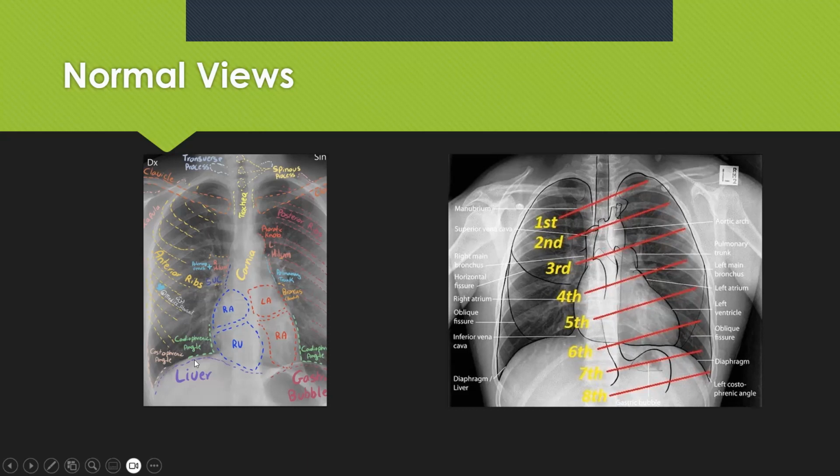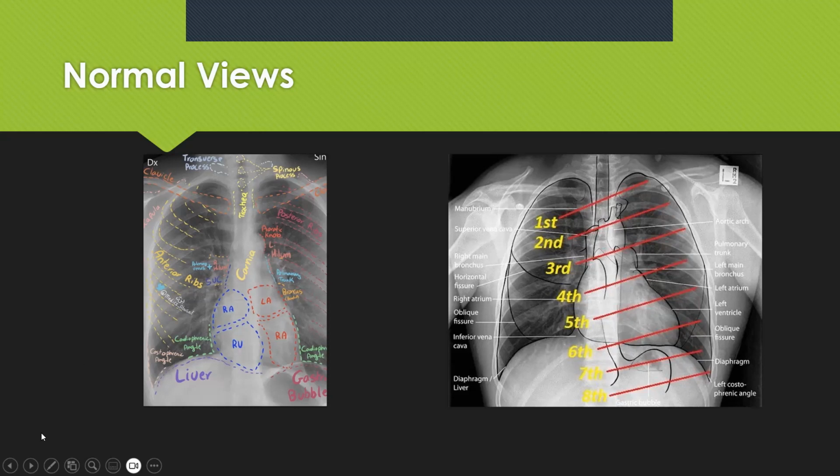You normally have to ask for an oblique view to be able to see the anterior rib, and a sternal view if you suspect a sternal injury or fractures between the sternum and the ribs and things like that.